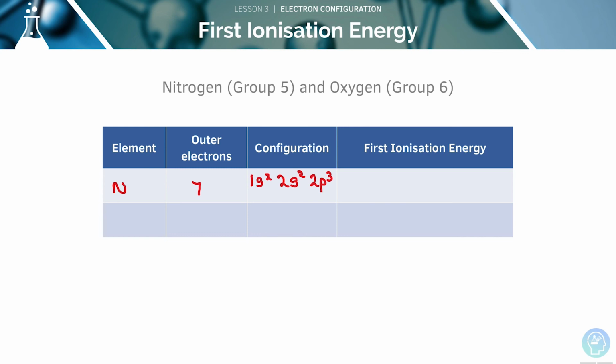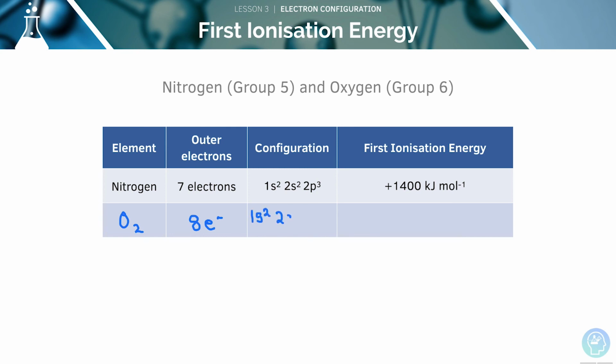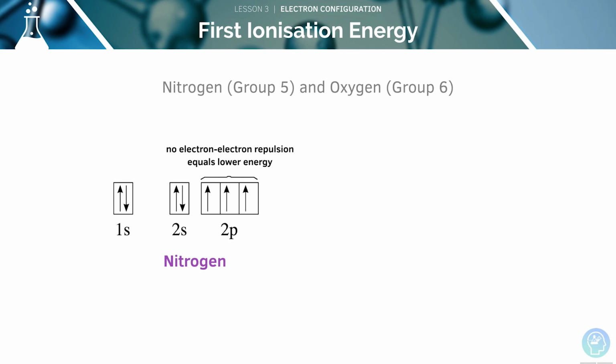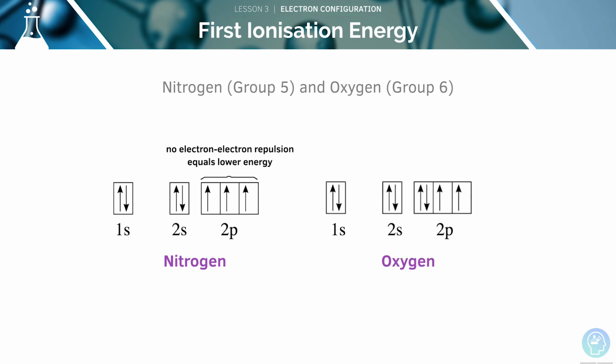We'll fill in the data for nitrogen first. The number of electrons is 7, so the configuration would be 1s2, 2s2, 2p3. The first ionisation energy would be plus 1402. Now, let's fill in the same data for oxygen. This has got 8 electrons, and its configuration would be 1s2, 2s2, 2p4. Its ionisation energy would be plus 1314, which is lower than nitrogen.